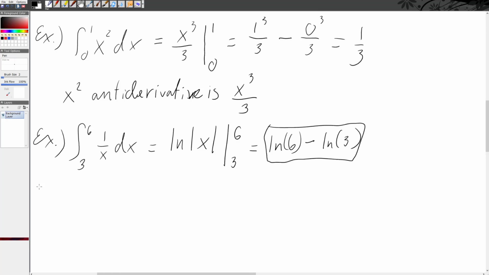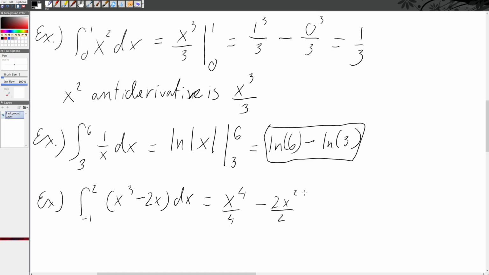And if you have a bigger function, not just any single term, for example, the integral from -1 to 2 of x cubed minus 2x dx, ask yourself what is the antiderivative for each of the terms. So for the first term, add 1 to the exponent divided by the new exponent, and for the second term, add 1 to the exponent divided by the new exponent, and then evaluate from -1 to 2.